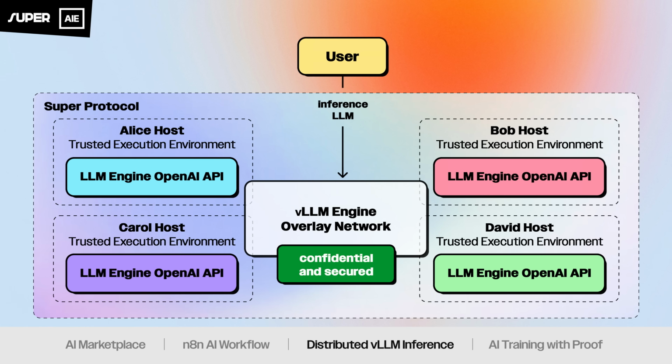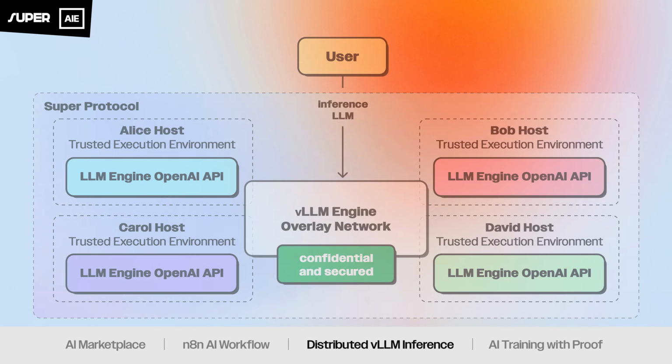Launch distributed VLLM inference in confidential mode and retrieve the execution report. In our demo, we have 4 host owners: Alice, Bob, Carol, and David. They provide TEE hardware with GPU H100/200s to Super Protocol. That allows running a single large LLM across 4 GPU nodes in fully confidential mode on Super Protocol.